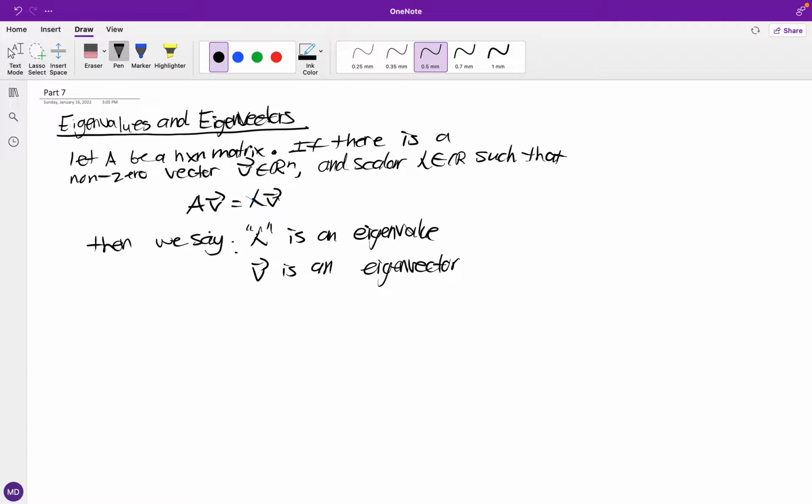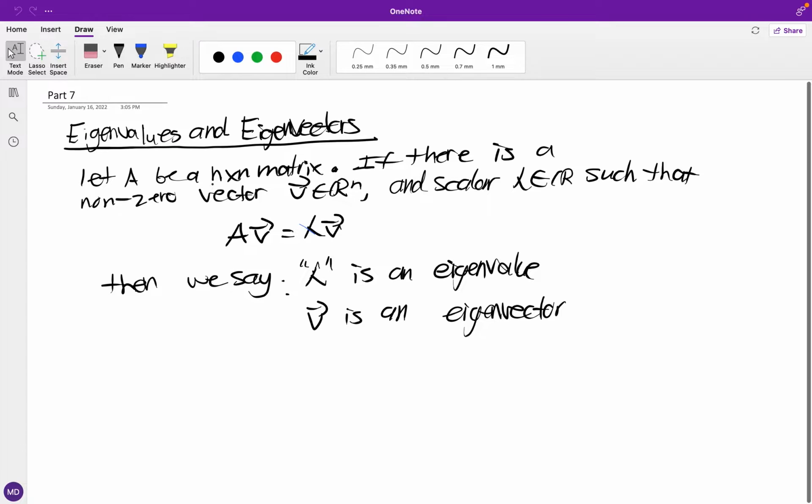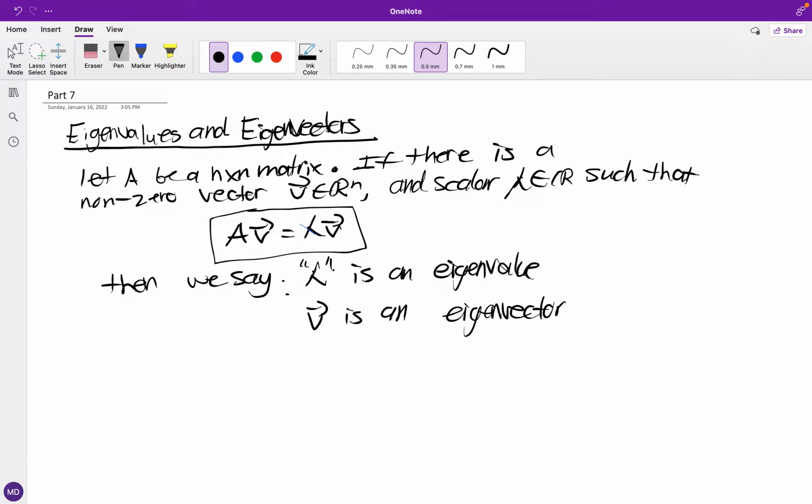And in order to understand and introduce this concept, I've written a definition on the board here to save some time. So suppose we have an n by n matrix, like 3 by 3, 2 by 2, etc., matrix A. Then if there's a non-zero vector v, which is in Rn, and a scalar lambda, which is in the real numbers, such that Av equals lambda v, if this property is true, then we say v is an eigenvector and lambda is an eigenvalue.